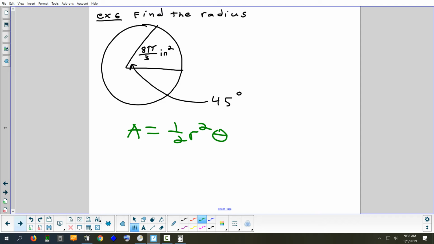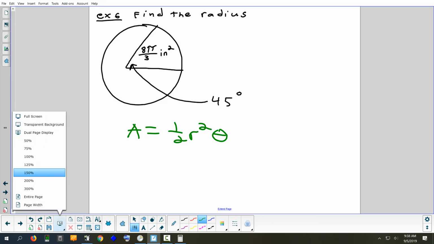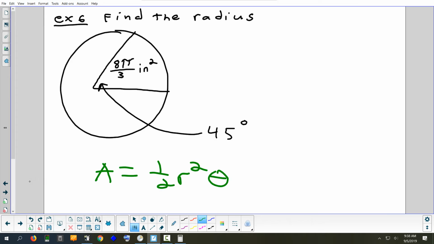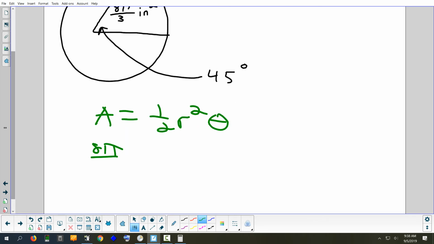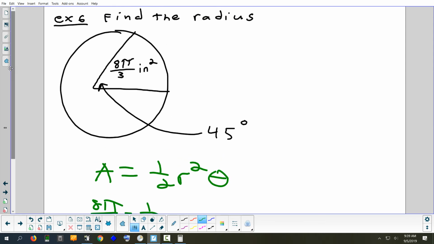Okay, and Grace, what is my area here? The area, I don't know, so that's given to me. It's one of the things that they're giving me in the diagram. Oh, 8 pi over 3. Yeah, right, we know that's the area because it's inches squared. So 8 pi over 3. 1/2 stays the same. We're finding the radius, we don't know it.